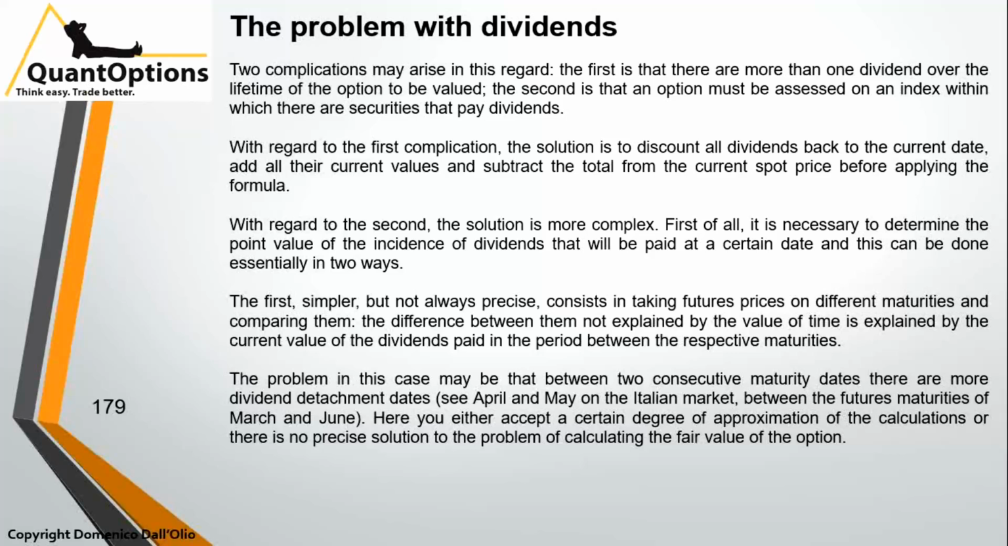The problem in this case may be that between two consecutive maturity dates, there are more dividend detachment dates, see April and May on the Italian market, for instance, between the futures maturities of March and June. Here you either accept a certain degree of approximation of the calculations or there is no precise solution to the problem of calculating the fair value of the option.